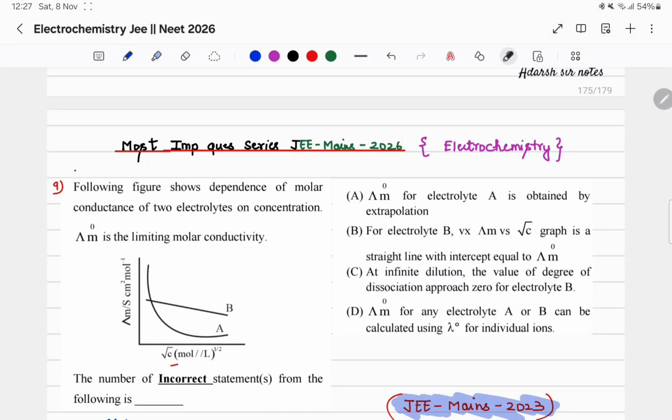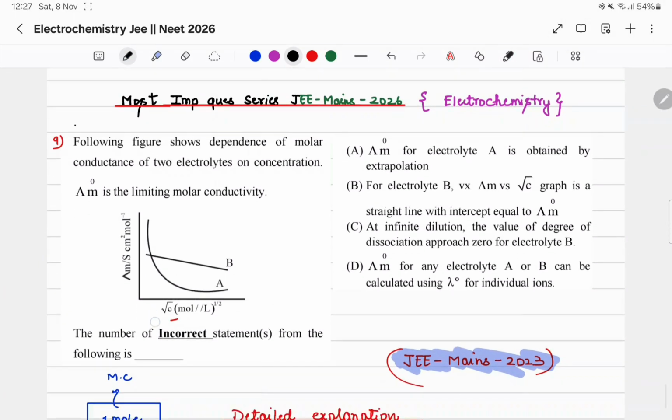Now we can mark the answer very properly. First option: lambda m naught for electrolyte A is obtained by extrapolation. So first you should mark A क्या है? Weak. तो B हमारा क्या है? B is strong. B is for strong electrolyte. A is for weak electrolyte. A क्या है? Weak. Weak के लिए कहाँ extrapolate कर पाएंगे? नहीं हो पा रहा है. टच नहीं कर रहा है. It has to touch what? Y-axis. टच नहीं कर पा रहा है, तो ये तो wrong है.